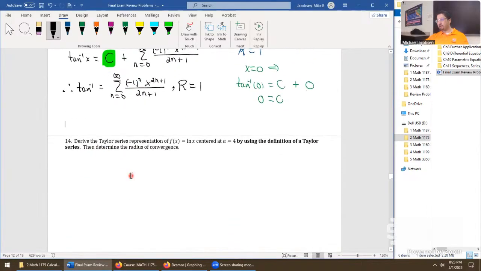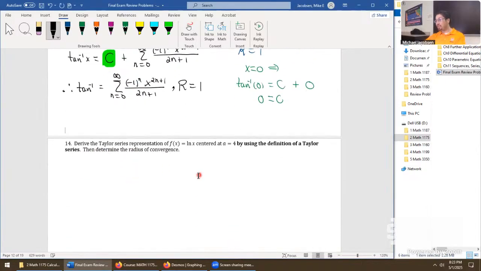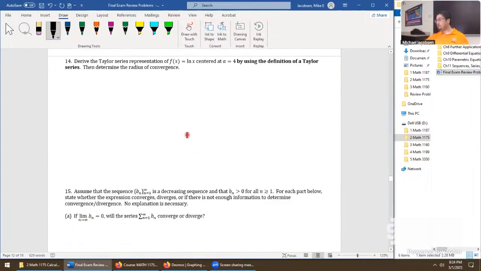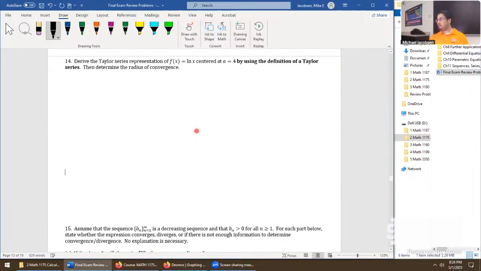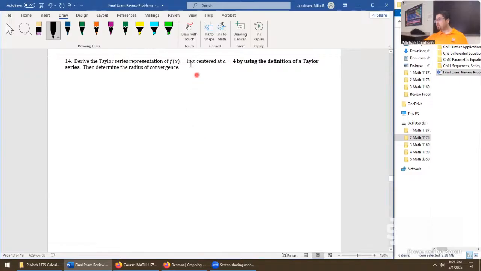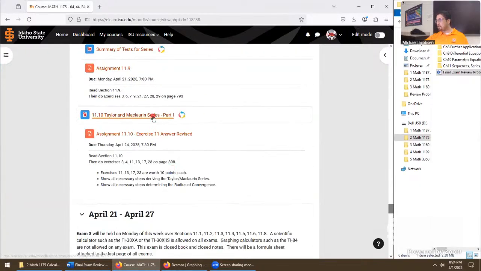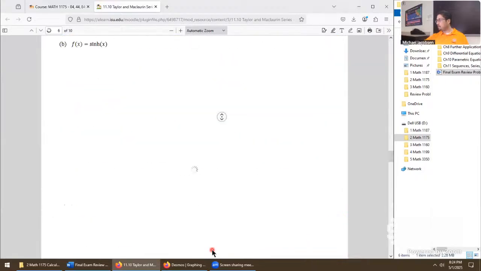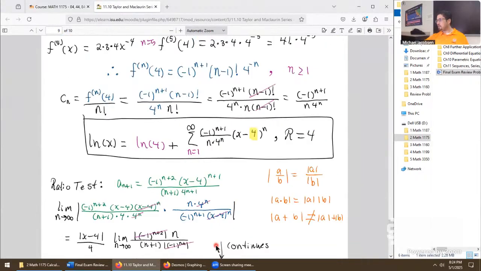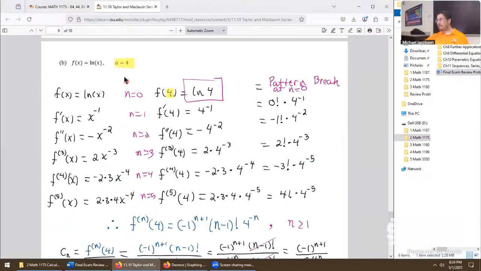This one was a Maclaurin series, but it felt like a cop-out because we just got there through the geometric series. This one's different though. We're dealing with f of x equals natural log x, centered at a equals 4, using the definition of a Taylor series. But I think we did something similar to that. Let me just double check. I think we did that same exact problem, actually. F of x, we did as a Taylor series at center a equals 4.